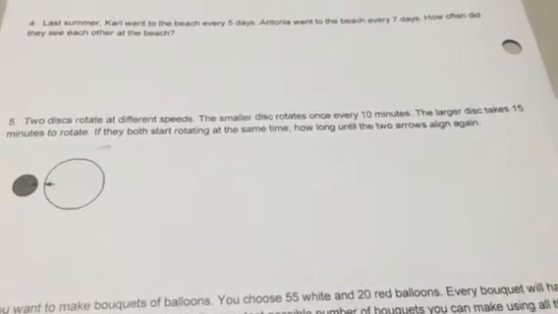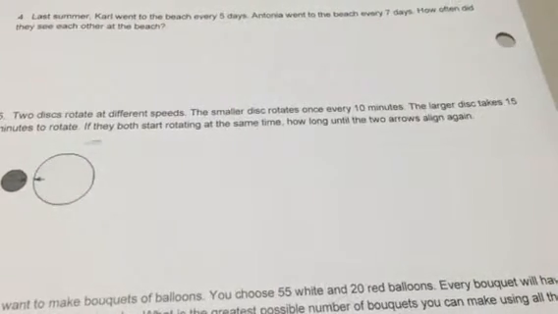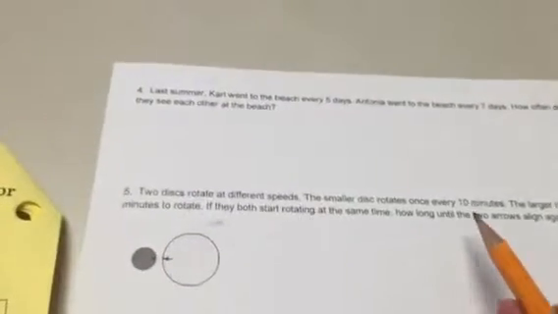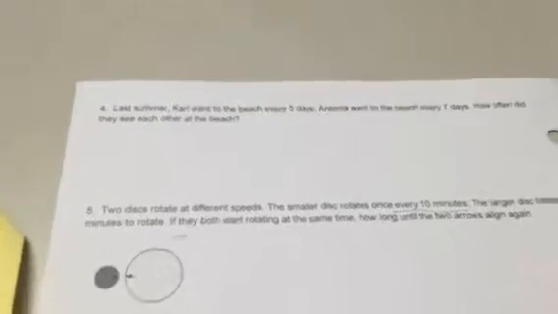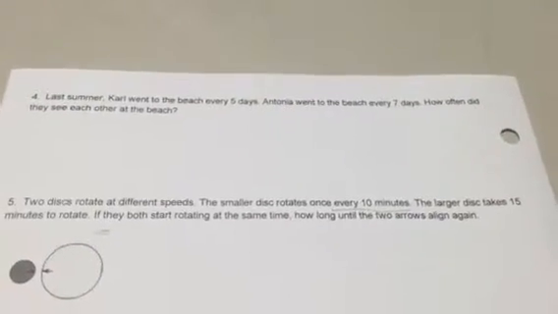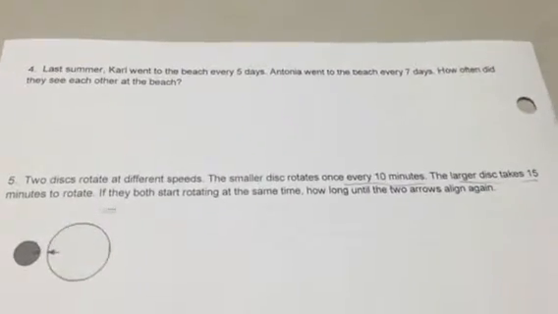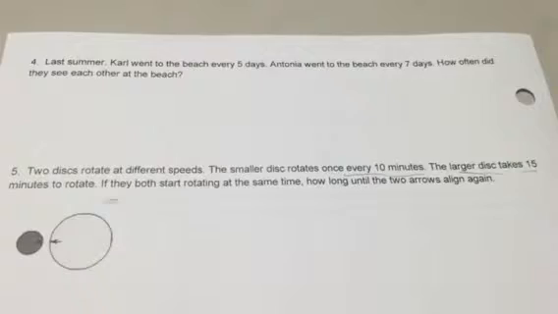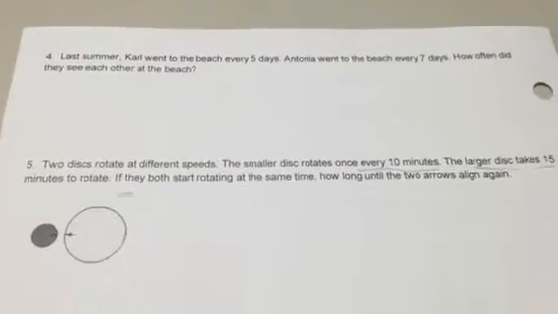Number 5 says 2 discs rotate at different speeds. The smaller disc rotates every 10 minutes. That's pretty important, so I'm going to underline that. The larger disc takes 15 minutes to rotate. That's important. If they both start rotating at the same time, how long until they meet or align again?